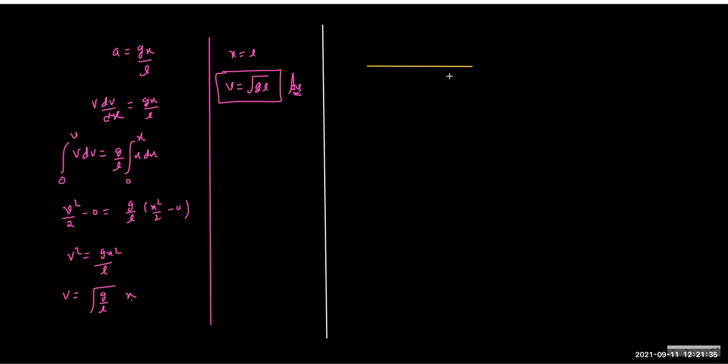So we know the differential equation: a is gx by L. So we can write v dv by dx equals gx by L. Then we separate the variables, so all of v is on one side and all of x is on the other side. And now you integrate to add up the effect of gravity over the length x. That's why we integrate.